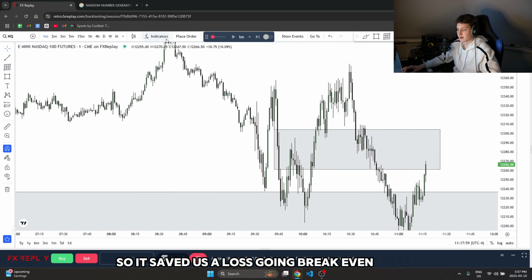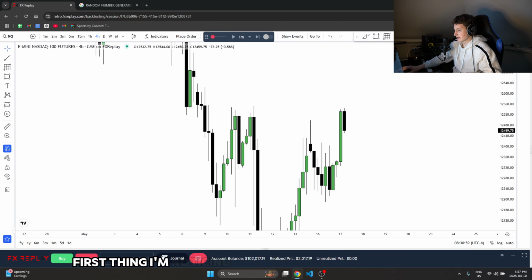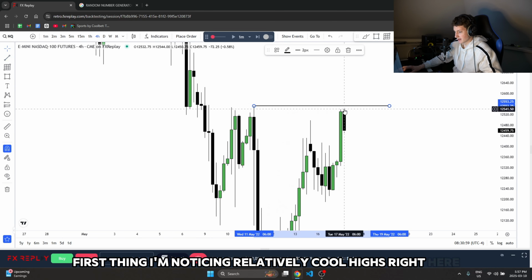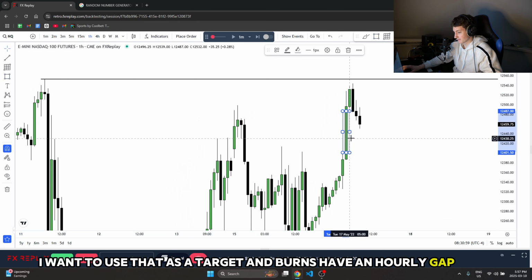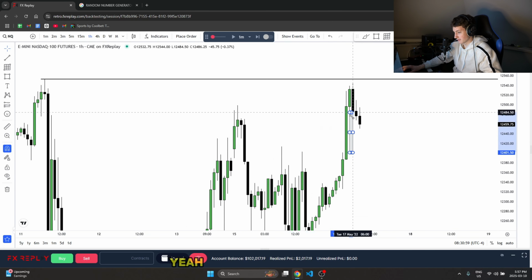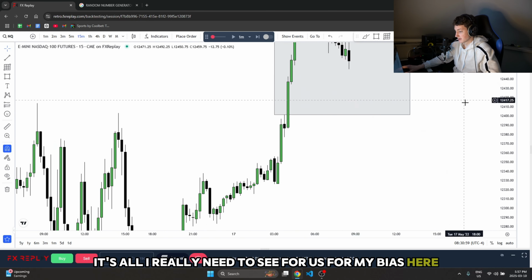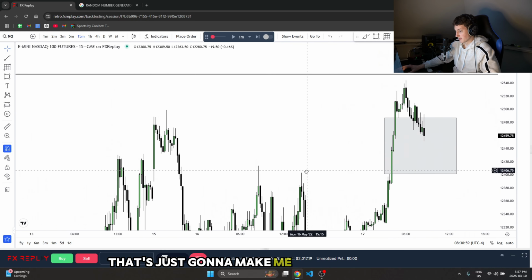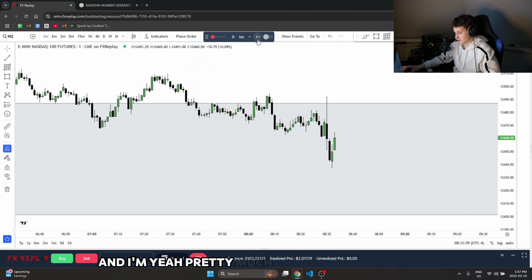Let's go to next day open. First thing I'm noticing, relative equal highs right here. We failed to take that out. I want to use that as a target, and we're inside of an hourly gap. Okay, essentially an hourly gap right here. That's all I really need to see for my bias here. That's just gonna make me bullish out of this, and I'm pretty much just waiting for longs here.